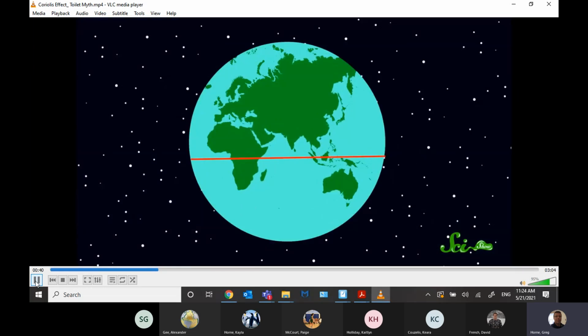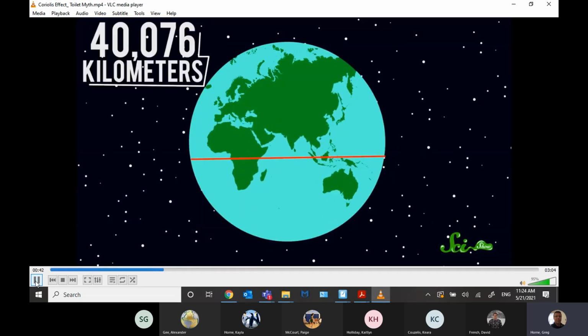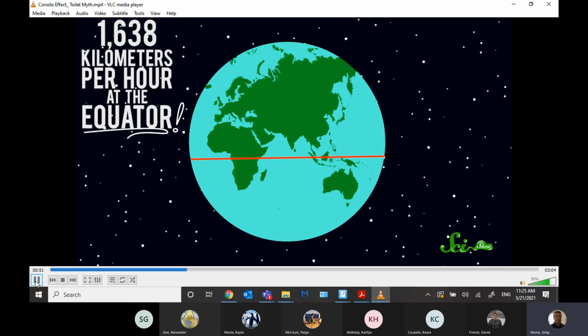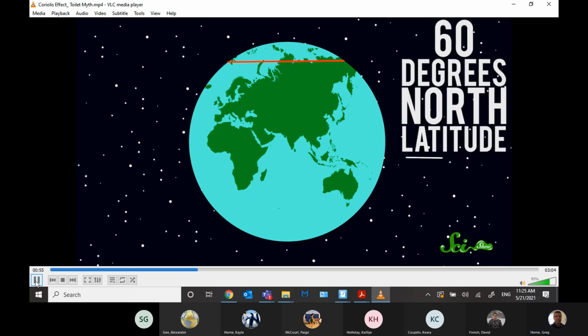Because the diameter of the Earth at the equator at 40,076 kilometers is so much greater than it is at the poles at 0 kilometers, the land at the equator is moving lots faster than the land everywhere else, about 1,638 kilometers per hour at the equator compared to about half that at 60 degrees north latitude and pretty much stationary at the poles.